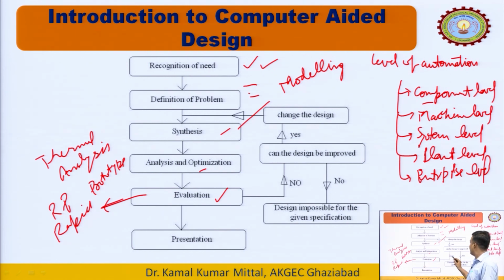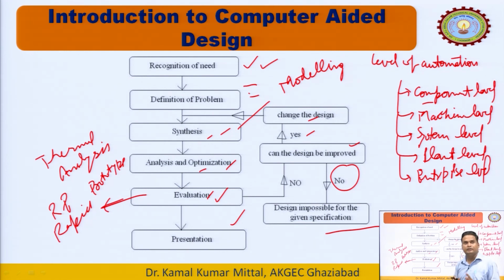Now, after evaluation, if we see that the design is not performing according to the given parameters or specification, then can the design be improved? Yes, change the design. We have to modify the design. That again we can do with the help of computer. It is very easy. Then again go for modeling, analysis and evaluation. If the design cannot be improved, then the design is impossible for the given specification. We cannot make the design for that specification. Then go for presentation. So, this is the flow chart of computer aided design.